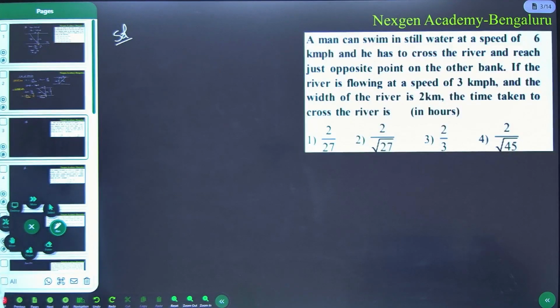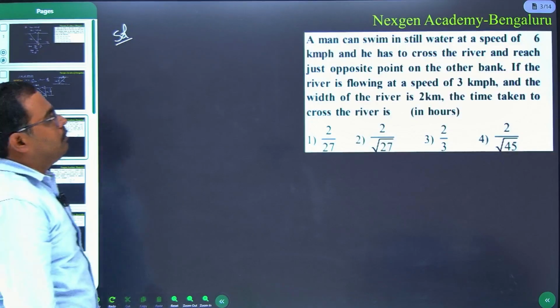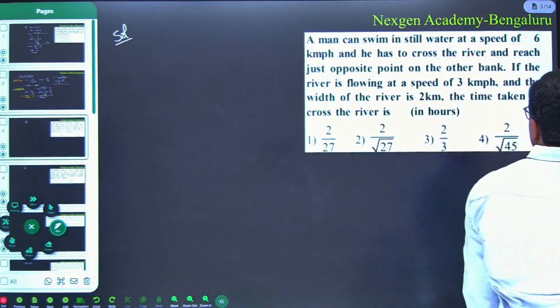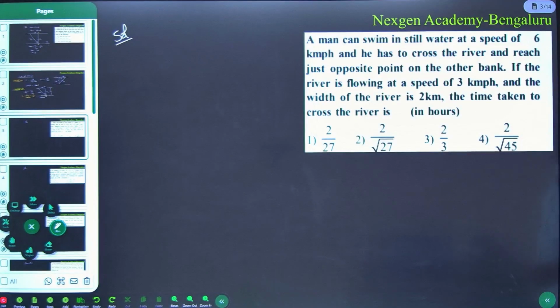Look at this. A man can swim in still water at a speed of 6 kilometers per hour and he has to cross the river and reach just opposite point on the other bank. If the river is flowing at a speed of 3 kilometers per hour and the width of the river is 2 kilometers, find the time taken to cross the river.